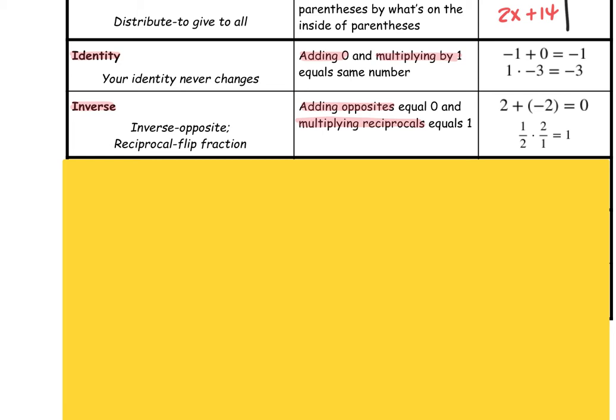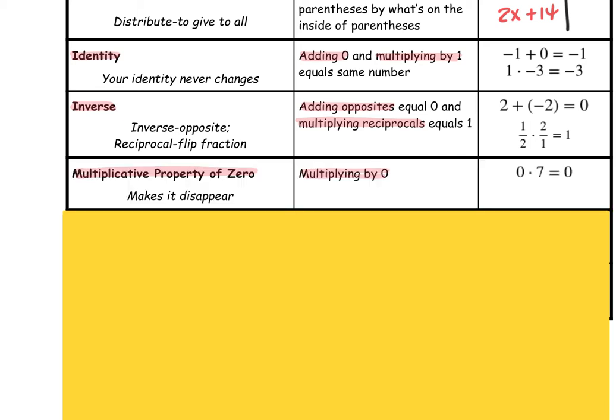And then we have the inverse property. That's when you're adding opposites and you get 0. So +2 plus -2, those are opposites. So when I add them, I get 0. Or when you multiply by reciprocals, 1 over 2 is the reciprocal of 2 over 1. So if I multiply them, I get a 1. So inverse, you can think of the word opposite, reciprocal. All that is flipping the fraction.